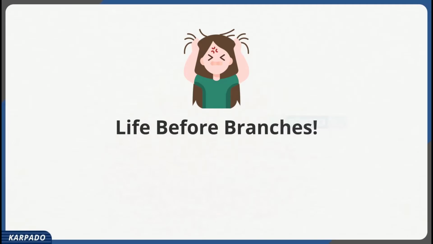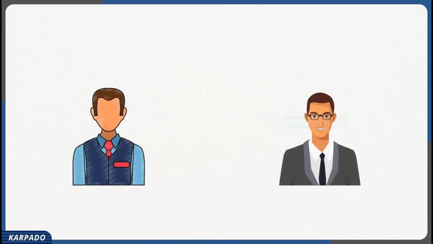Let us see how life was before Git branches existed, and you can tell by this image that it must be a very frustrating experience. Imagine that we have Bob, who is an investment advisor, and Sundar, who is a freelancer. Bob asks Sundar to create an application for him, and Sundar has created one application, and Bob is quite happy with how the application functions.